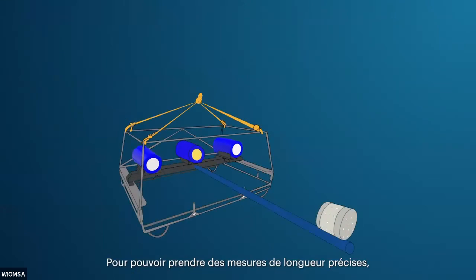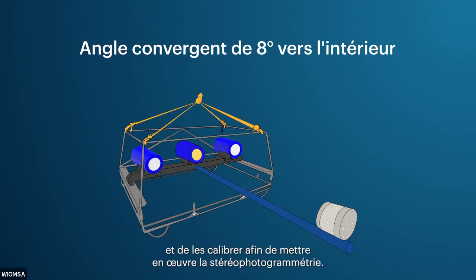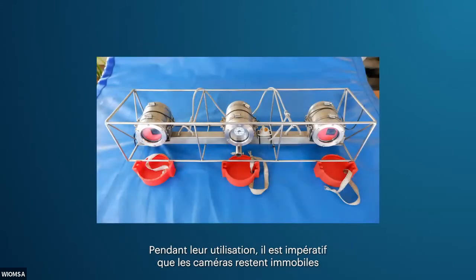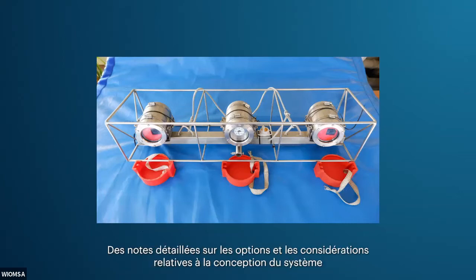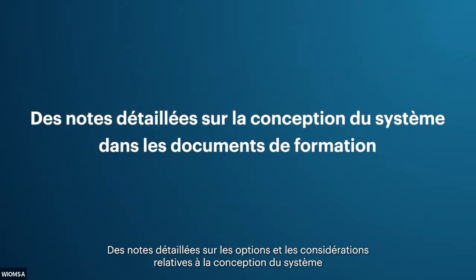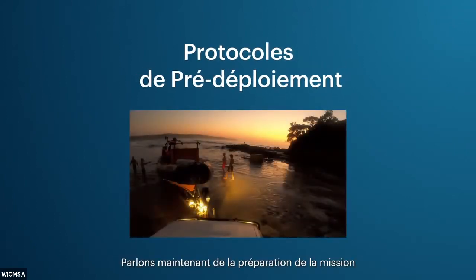Pour pouvoir prendre des mesures de longueur précises, il est nécessaire de monter les 2 caméras dans une position fixe et de les calibrer afin de mettre en œuvre la stéréophotogrammétrie. Pendant leur utilisation, il est impératif que les caméras restent immobiles afin de maintenir le calibrage et permettre la capture de données de dimension. Des notes détaillées sur les options et les considérations relatives à la conception du système se trouvent dans les documents de formation. Parlons maintenant de la préparation de la mission.